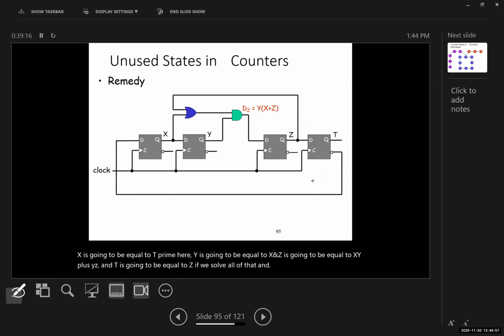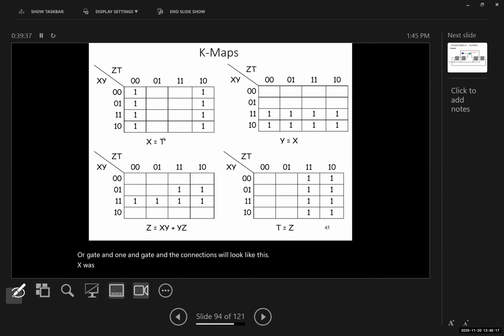For the unused states in a counter, the circuit will look like this. We would have 4 D flip-flops, an OR gate, and 1 AND gate. And the connections will look like this. Again, X was equal to T prime, Y is X, Z is XY plus YZ, and T is equal to Z.